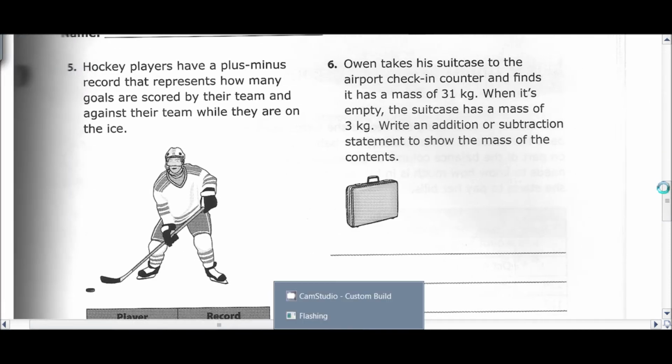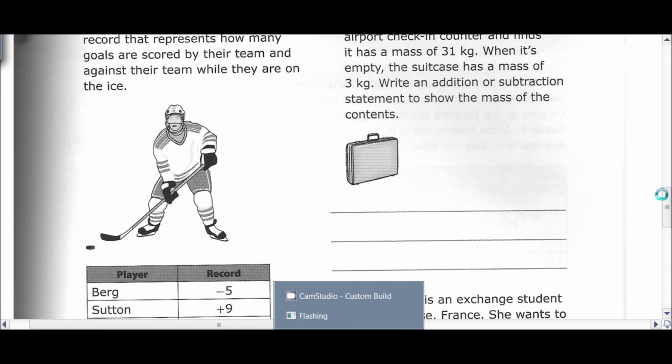And we're going to work on number 5. But before I start on number 5, let me tell you the secret thing you have to do in order to get points for this lesson. Prove that you watched the video. You're going to draw a smiley face on the player's jersey here.